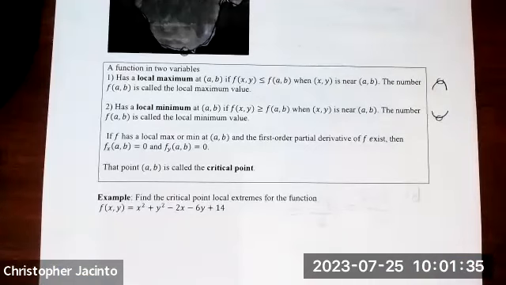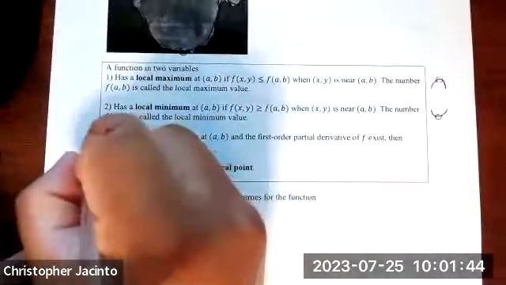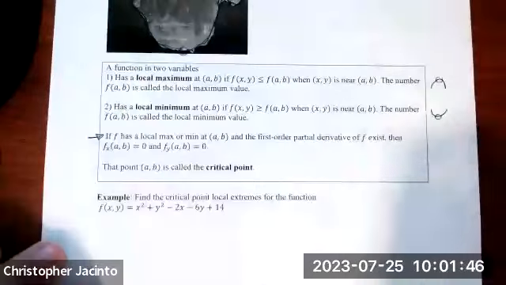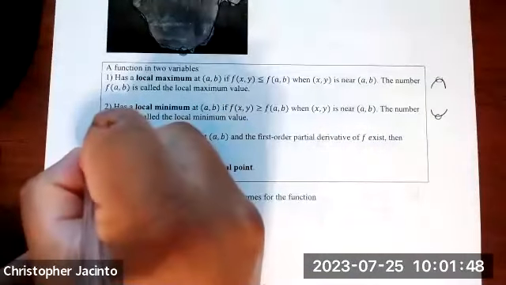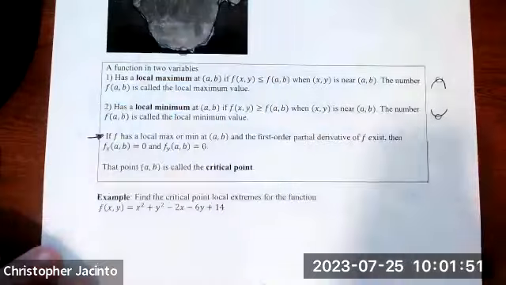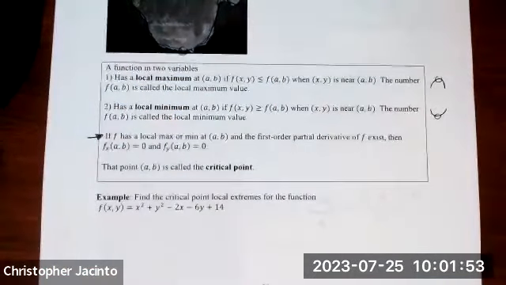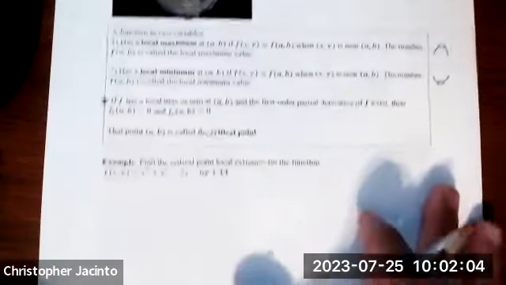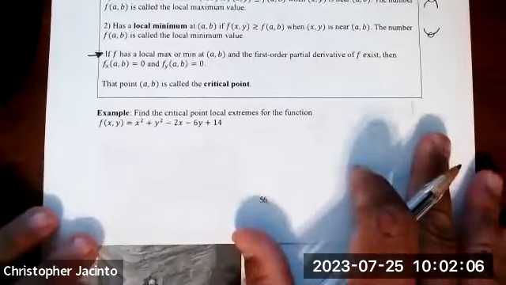And then if f has a local min or local max at (a,b), and the first order partial derivatives exist, then we have that. That's an interesting part. Now, this is how we're going to find something called our critical points, just like it was in single variable way back in the day, right? So we're going to set them both equal to 0, and those points where the derivatives equal 0 are called our critical points themselves. All right, so let's try this out.